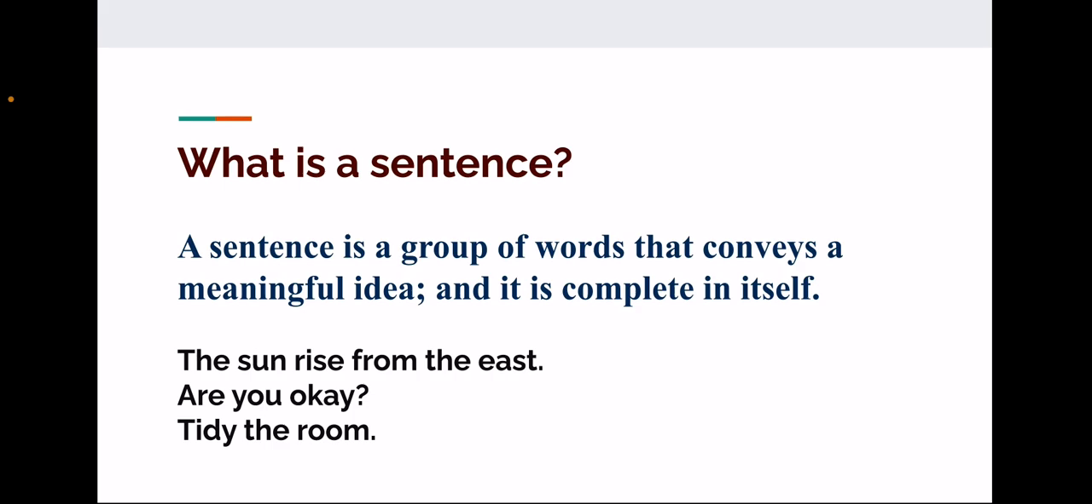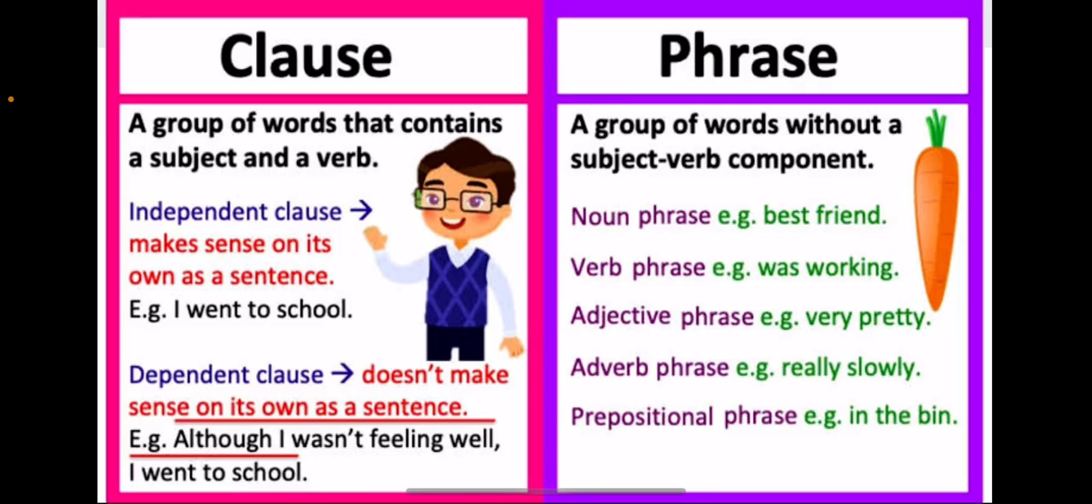There are different kinds of sentences. For example, the sun rises. Okay, there's an s here because sun is singular and we need a singular verb. The sun rises from the east. Are you okay? Tidy the room. So in these three sentences, the meaning is complete, right? And therefore we can call them sentences. Now, we have to note this down in our notebook and remember, there is an S after the word rise. The sun rises.